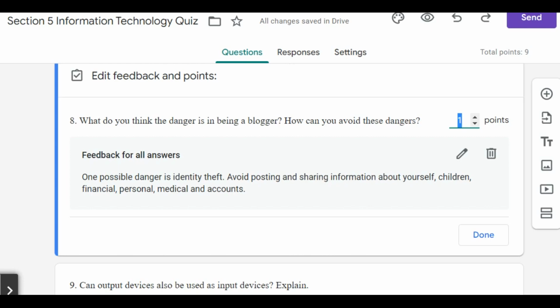One possible danger is identity theft. Avoid posting and sharing information about yourself, your children, your financial, your personal, and medical accounts.